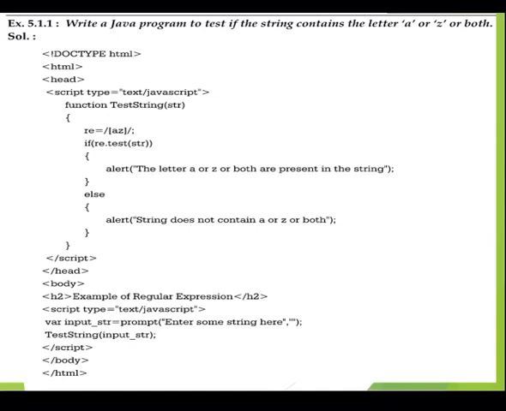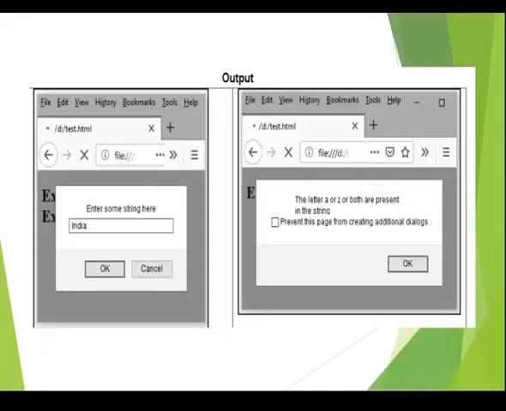So let's see the output now. So this is your output. In the output, you will see "Enter some string over here." That is your prompt. Inside the prompt, you will enter India. When you press OK, the function will be called and the function will check whether the letter A or Z is present, or both are present.